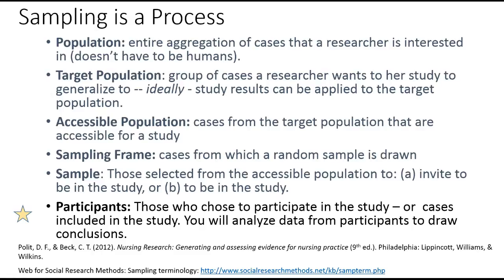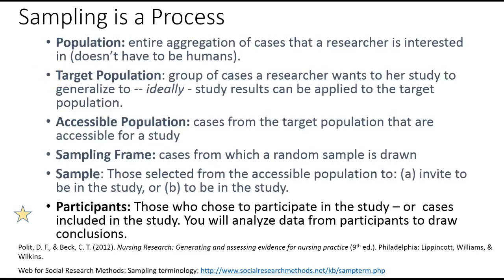What they're emphasizing by this is that often a population, that entire aggregate of cases, is simply too large to even think about generalizing a study to a population that large, because there are so many ways that population can differ from each other. And so they use this term of target population to define that group of cases that you want to be able to generalize your results to. You want to say, my results pertain to these participants down here, these participants in my study. I can say that these apply to this target population.